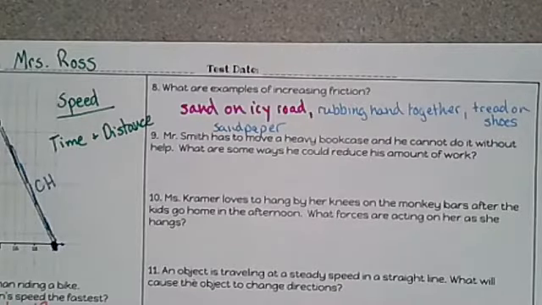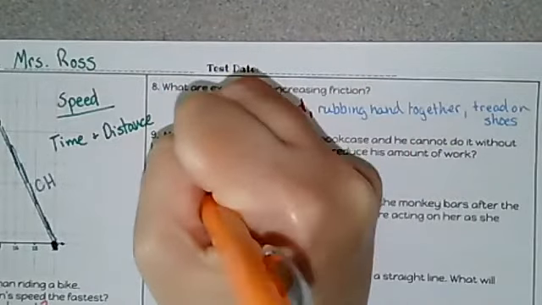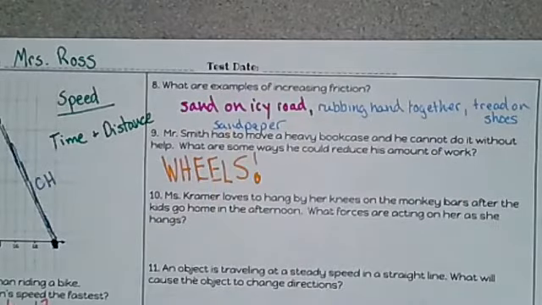All right. Mr. Smith has to move a heavy bookcase, and he can't do it without help. What are some ways he could reduce his amount of work? Tell me, Layla. She's a genius. Put some wheels under it, right? Write that in big capital letters. Wheels. Put some wheels on it.